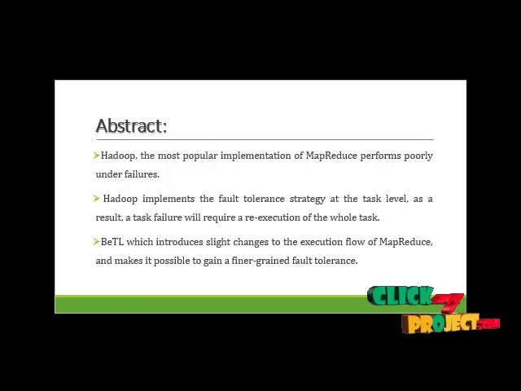As a result, a task failure requires re-execution of the whole task, regardless of how much of the input has already been processed. In this paper, we present BeTL, which introduces slight changes to the execution flow of MapReduce and makes it possible to gain finer-grained fault tolerance. The map task can create a checkpoint so that it does not have to be started from scratch, and this saves a lot of time. It executes the particular task which was not executed. It re-executes that particular attempt only.